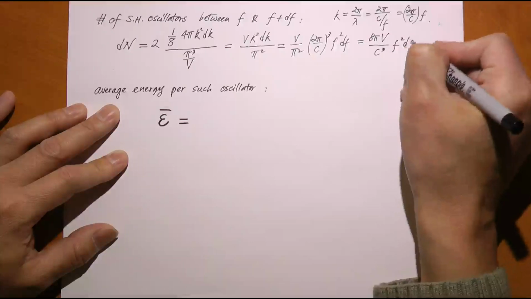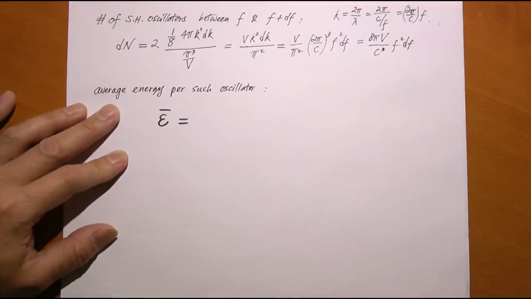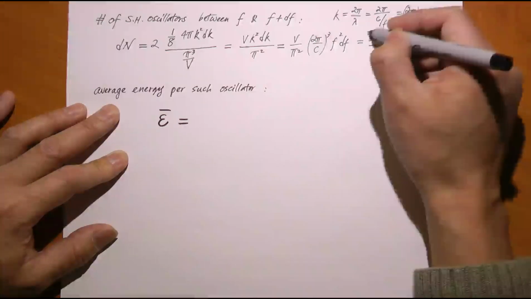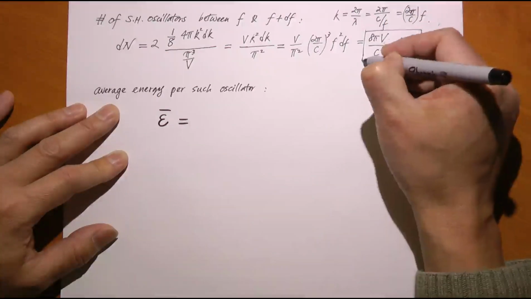f squared df. What is this again? This is the number of oscillators, or electromagnetic oscillation modes, whose frequency is between f and f plus df. We keep that in mind.